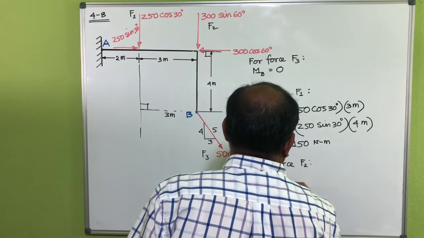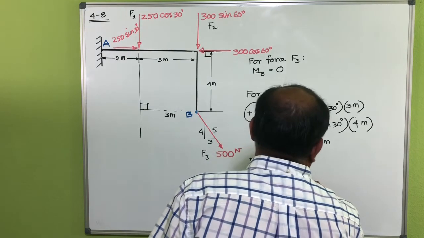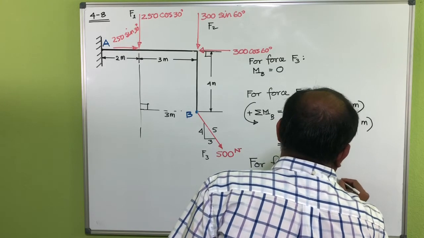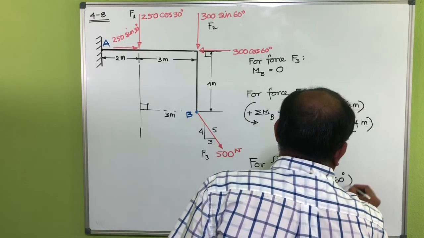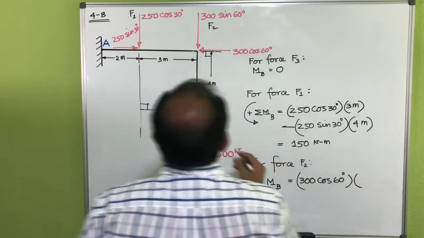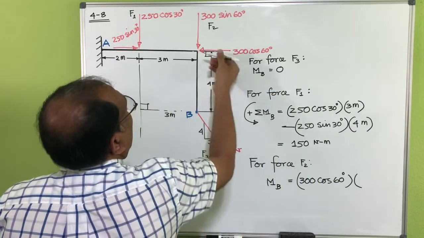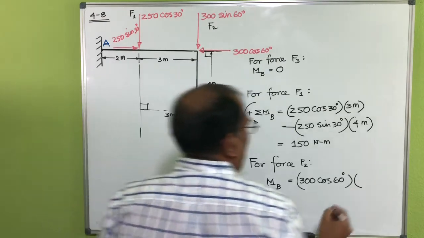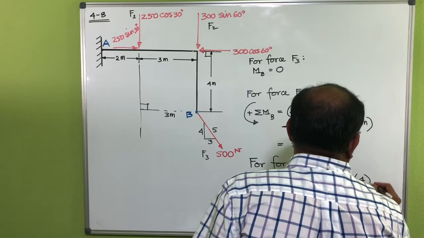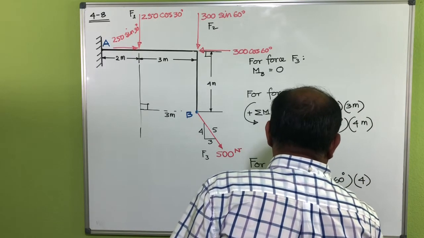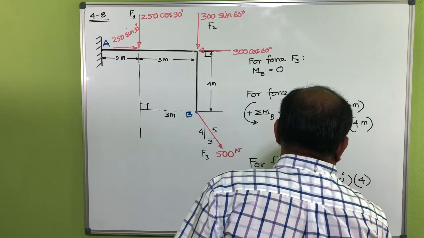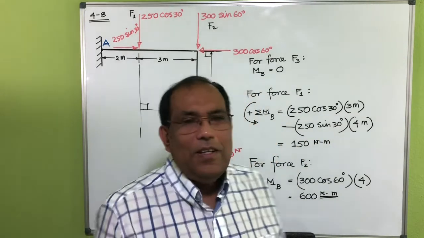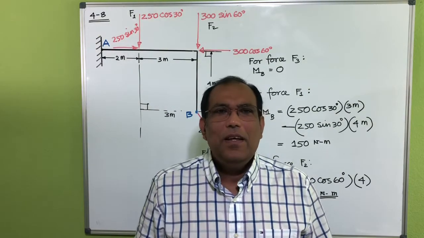moment at B would be equal to 300 cosine 60 multiplied by the distance, which is from here to the line of action of this one. This is the perpendicular distance, so the distance is 4 meters. So that's actually 600 Newton meter. So that's the answer. Okay? Now let's move forward.